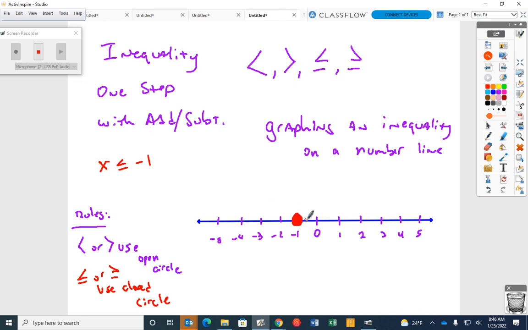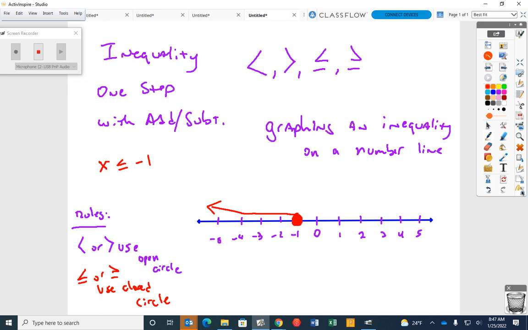So, should I go this way? No. I should go this way. And anything that's in that direction, pick a number that's in that direction. Jose, pick a number over here. -3. If I put -3 in place of x, is -3 less than or equal to -1? It is. Okay, so anything that's in that direction, I can pick any one of those points and it should be true. Okay, does that make sense what we did? Yeah. Okay, let's try another couple.